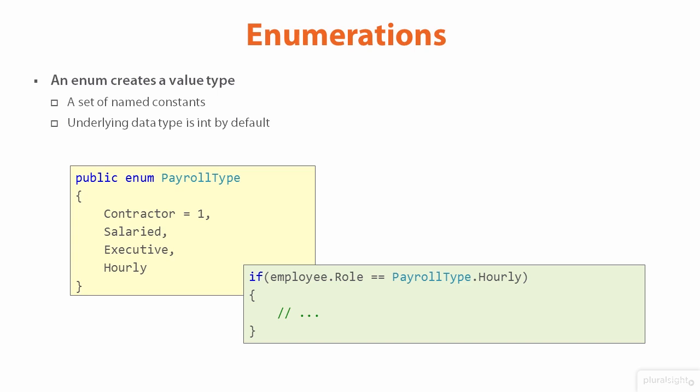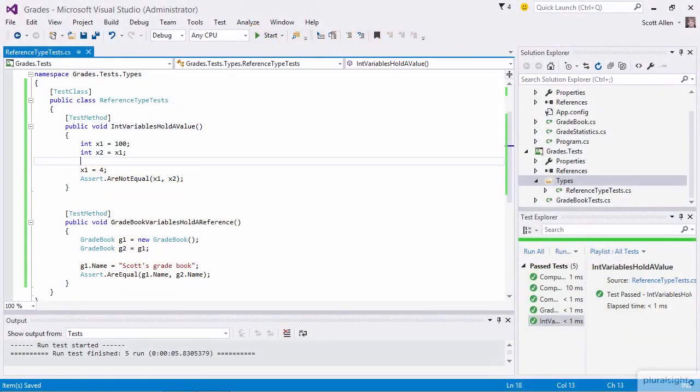Let's take a look at this in code. In Visual Studio, let me first show you an easy way to figure out if you're working with a reference type or a value type. When I declare a variable like g1, which is of type GradeBook, how do I know that's a reference type?